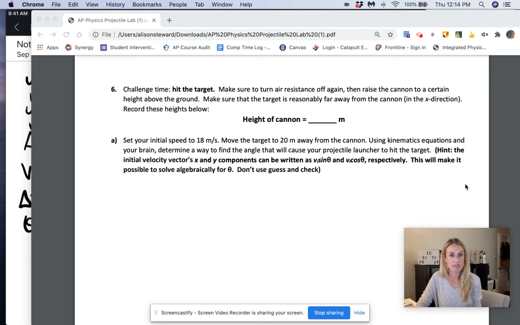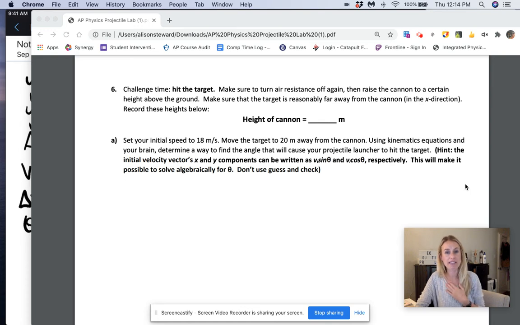Okay, I'm going to take you through number 6 on the PhET activity, the projectile motion PhET. It says challenge time. We want to find an angle first, and then we'll find a velocity that will cause us to hit the target. So make sure to turn air resistance off, raise the cannon to a certain height, and so on.